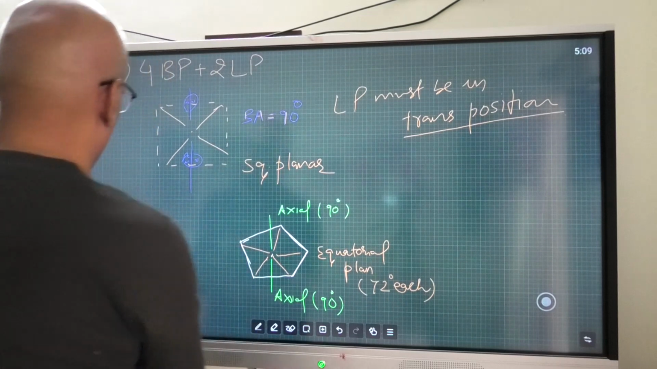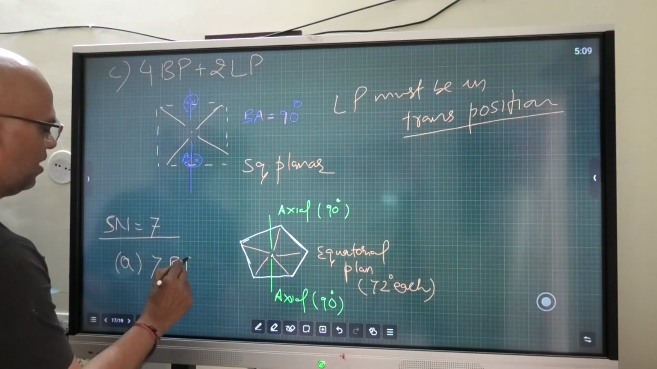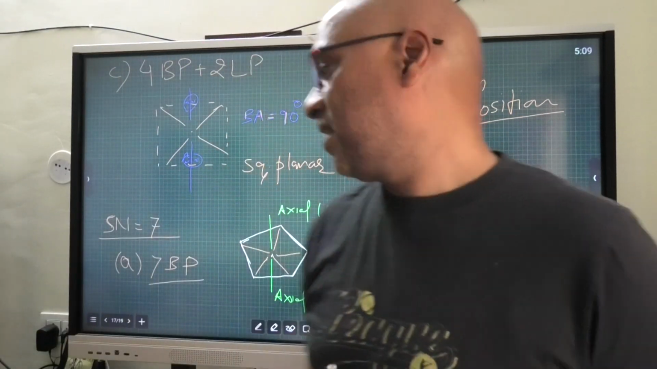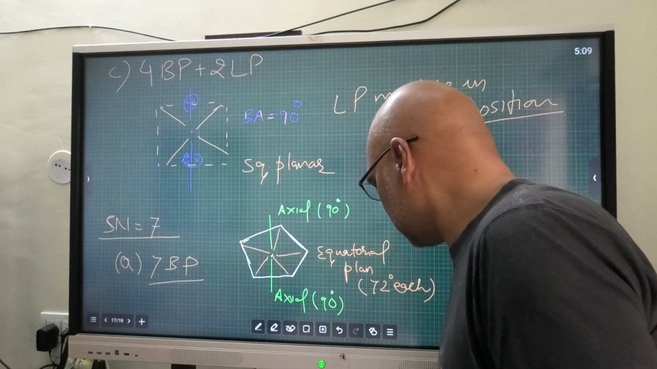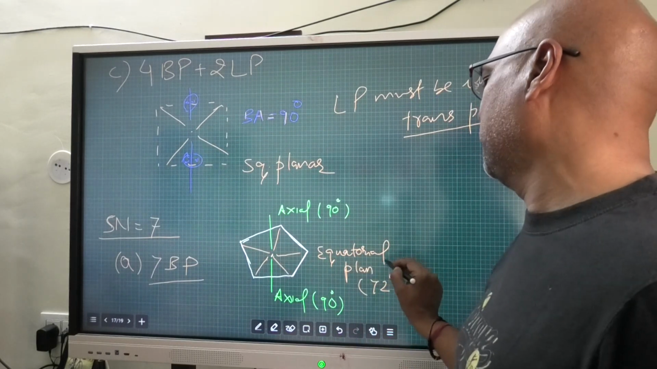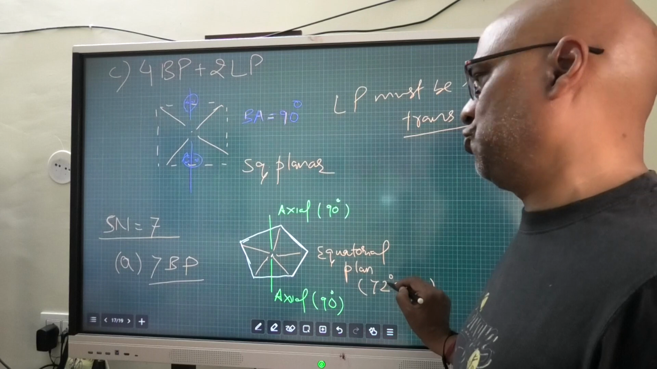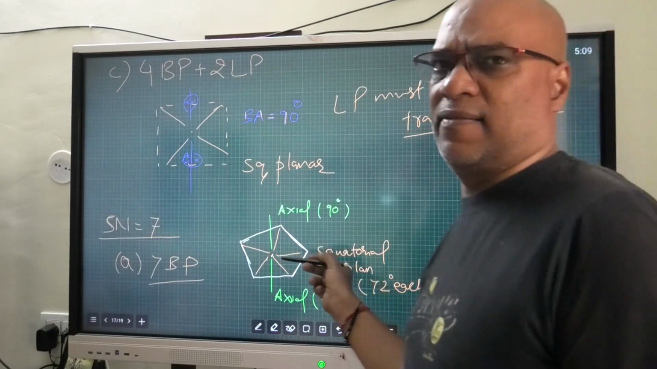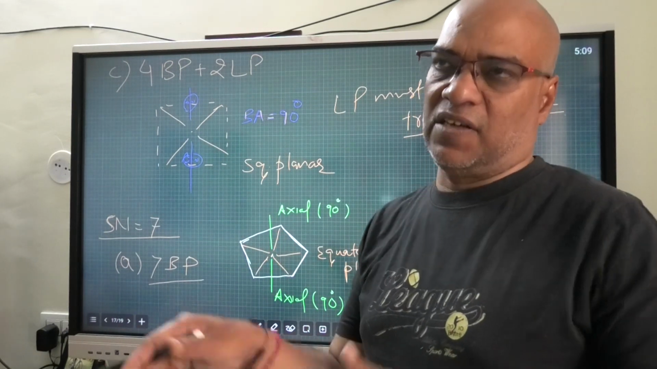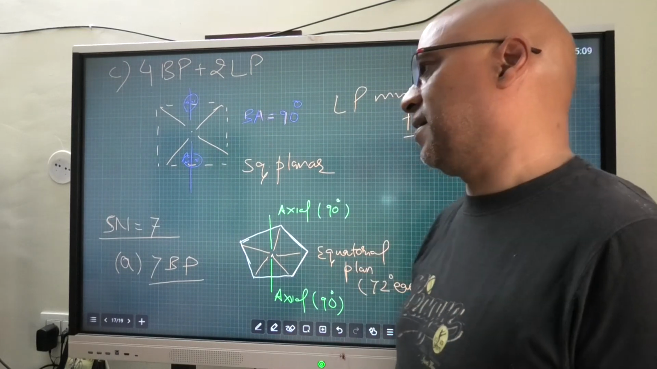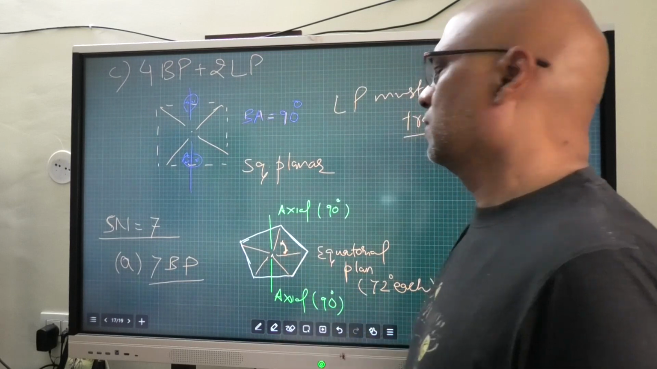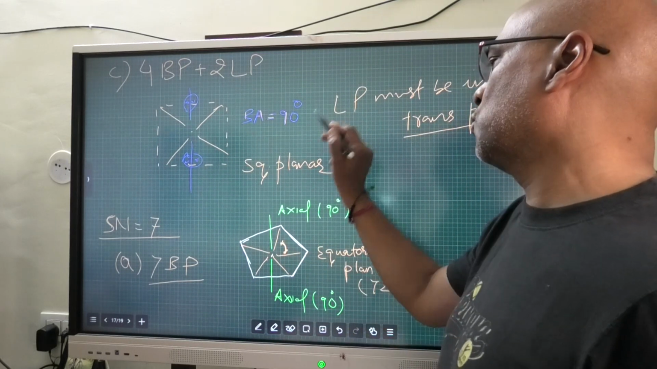Steric number 7, first case: suppose there are 7 bond pairs. So 7 bond pairs will arrange themselves in a regular pentagon in a plane. We call it the equatorial plane, and the bond angle will be 72 degrees each. Understood? From basic geometry, we can easily tell that if there are 5 bonds in a plane, there will be a regular pentagon, and the angles will be 72 degrees. Got it?